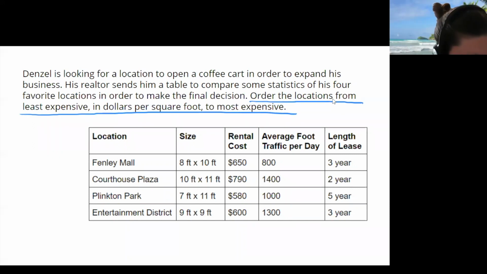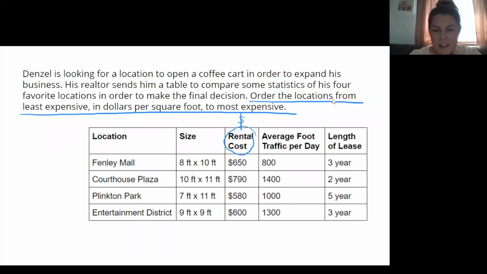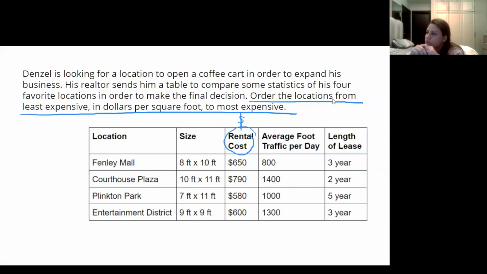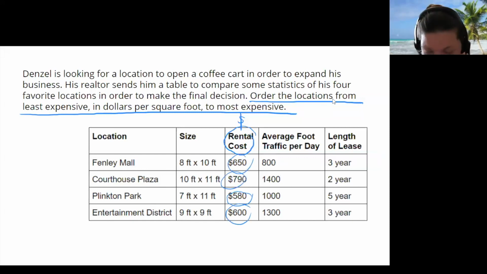Beautiful. Any thoughts? The per square foot is what's throwing me off. Bingo, Amy. I'm so glad you focused on that. If I didn't notice the per square foot, I would just start ordering these numbers right now. Okay, look, least expensive, then this guy, this guy, this guy. But it doesn't say least expensive in rental cost. It says least expensive in dollars per square foot. We have got to figure out the dollars per square foot in order to order these.